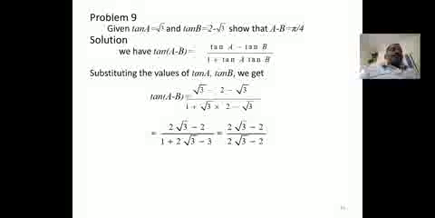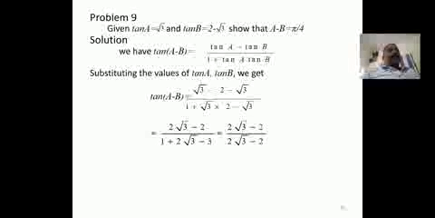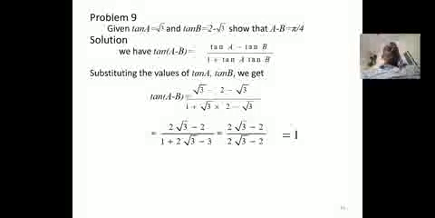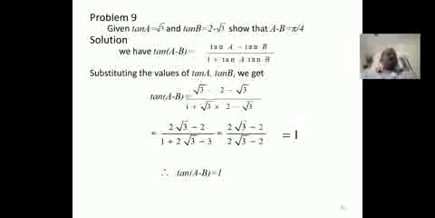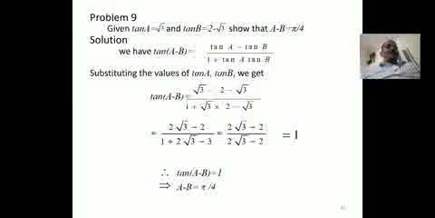Root 3 minus 2 plus root 3, that is 2 root 3 minus 2, by 1 plus 2 root 3 minus root 3 into root 3, which is 3. So (2 root 3 minus 2) by (2 root 3 minus 2), so that is 1. Therefore tan of A minus B equal to 1 means A minus B equal to pi by 4.